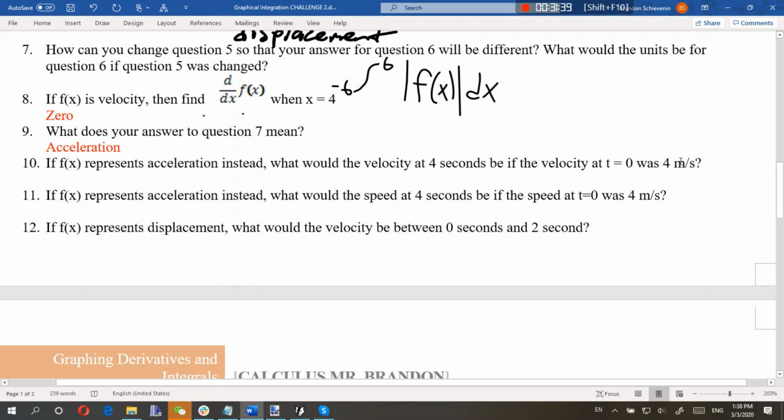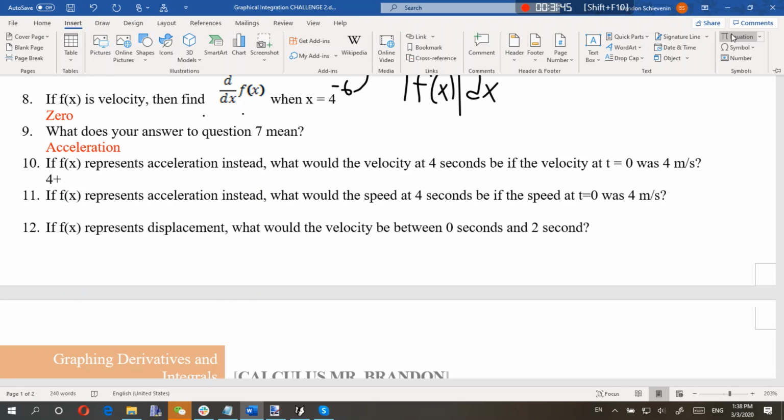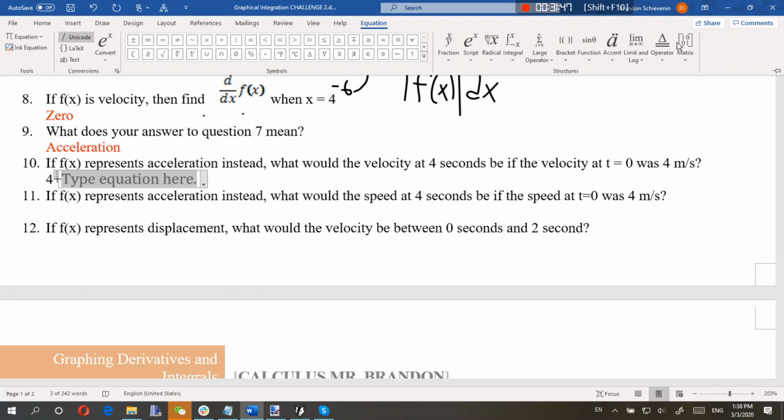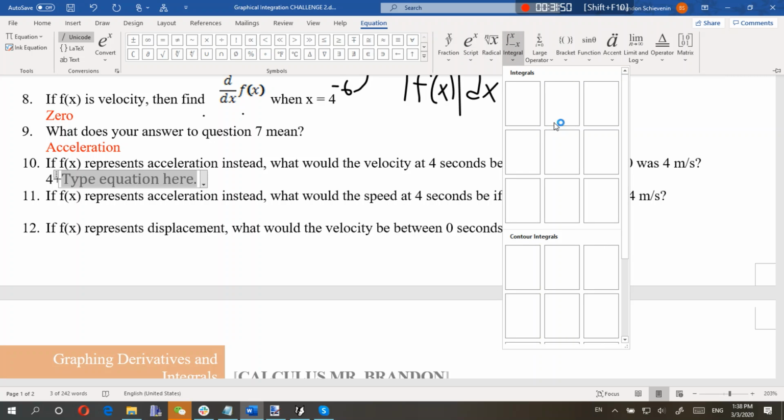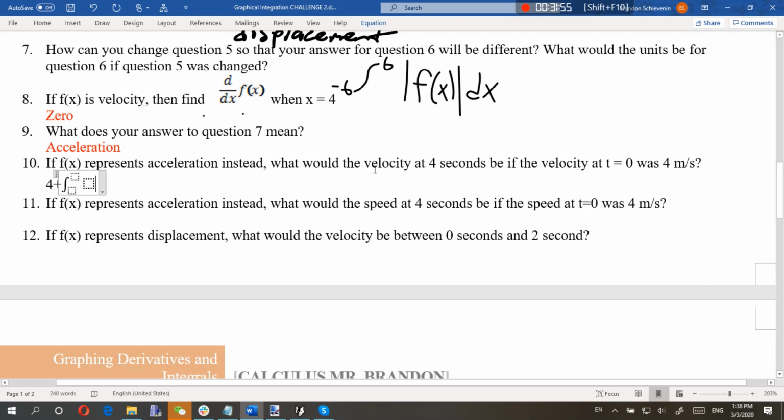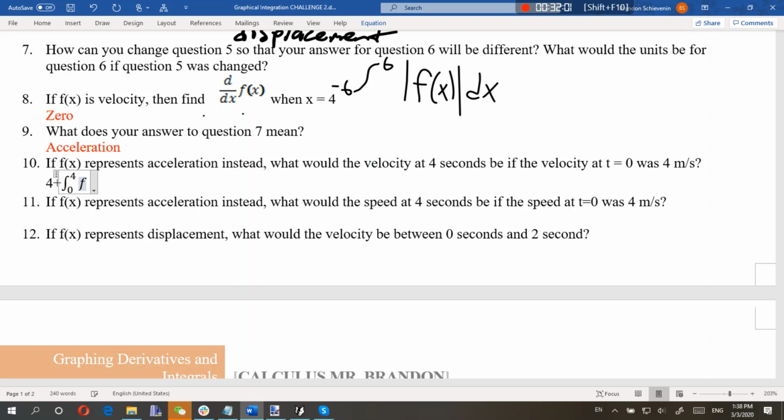then our velocity at 4 seconds would be the 4 that we started with, plus the integral from t equals 0 to t equals 4 of f of x. So I'd take all the areas that we have from 0 to 4, and I would also have to add the 4 meters per second that we started with already at t equals 0.